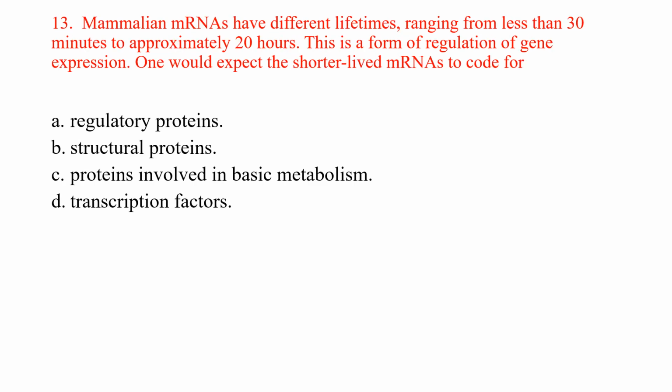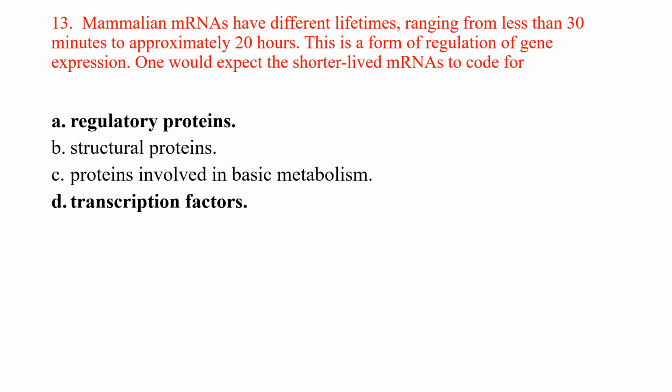Last one, number 13. Mammalian mRNAs have different lifetimes, ranging from less than 30 minutes to approximately 20 hours. This is a form of regulation of gene expression. One would expect the shorter-lived mRNAs to code for A, regulatory proteins, B, structural proteins, C, proteins involved in basic metabolism, or D, transcription factors. The answer to number 13 is twofold. We have both regulatory proteins and transcription factors.